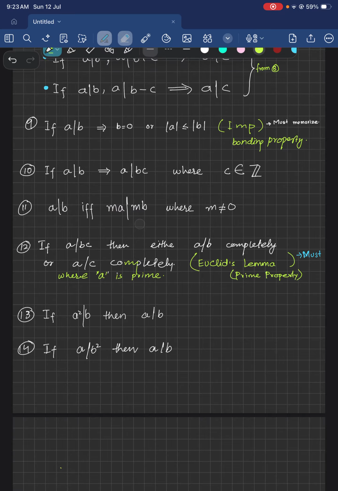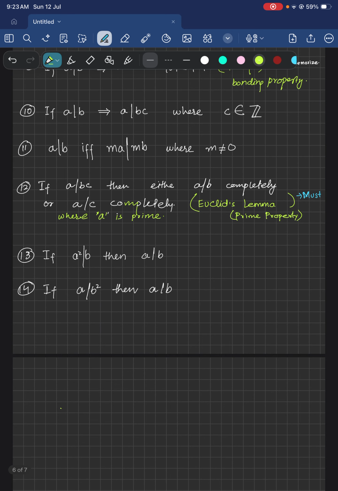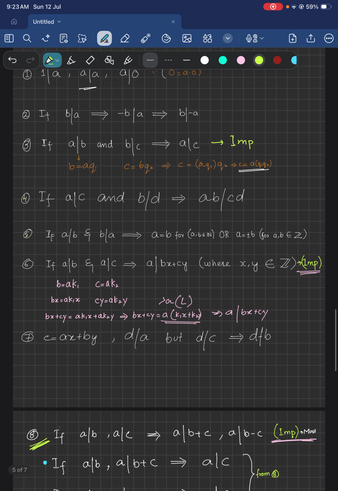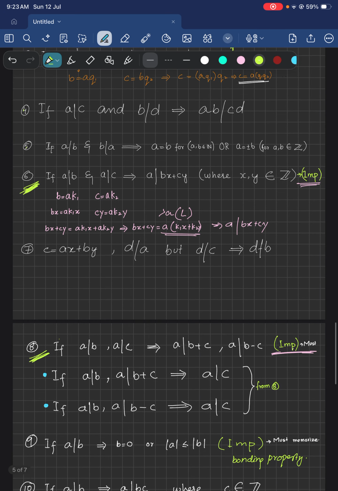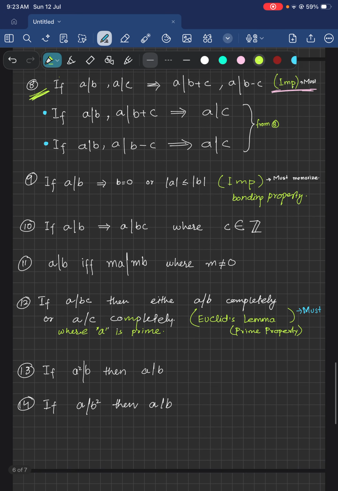So it always works. Now property number 12 is again a really important property. So how many properties have I called important? Property number 6 is a very important property. Property number 8 is very important, and property number 9 is very important, and property number 12 is too. So in total you have only 4 properties that are very important.